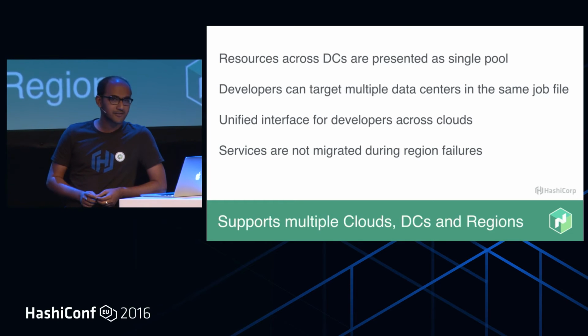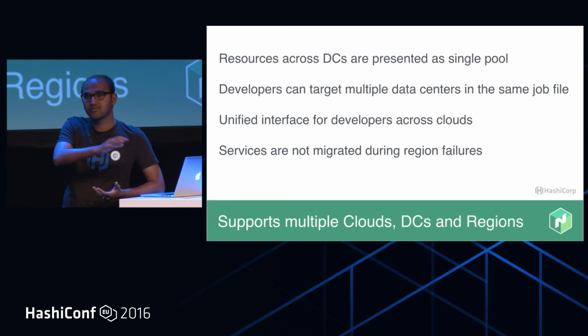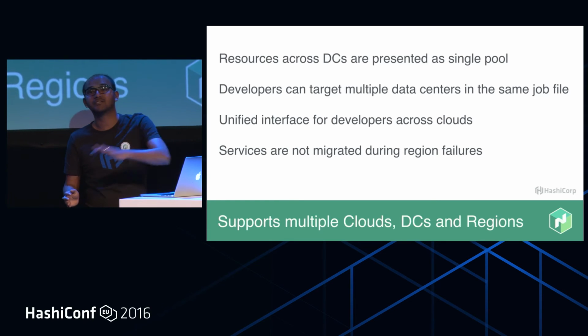When there is a data center failure, we move your services from one data center to another. So if a zone failure happens in Amazon, Nomad is going to move your services from the zone which has failed to a healthy zone. But if a region fails, Nomad is not going to move the services from one region to another.